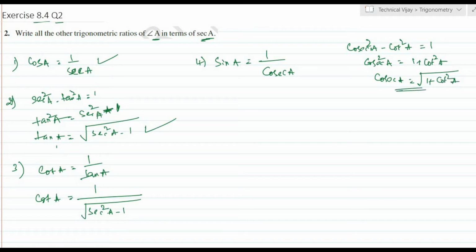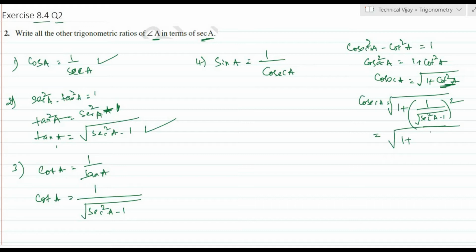So cosecant a is equal to square root of 1 plus cot square a. Here, cot a means 1 by square root of secant square a minus 1, and this is squared. So this is equal to square root of 1 plus 1 divided by secant square a minus 1, because square and square root cancel.